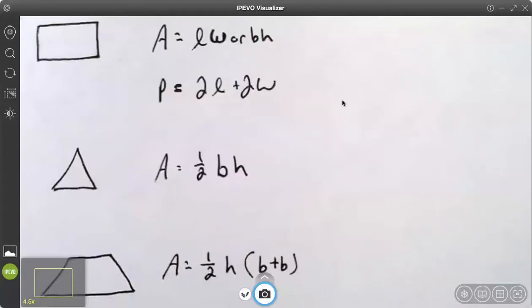Here are the 3 area formulas in this video. Area of a parallelogram or rectangle is base times height, or you could say length times width. Area of a triangle is half the base times height. And area of a trapezoid is half the height times the sum of the bases. We're going to do one more of each. Those are the formulas you will need.